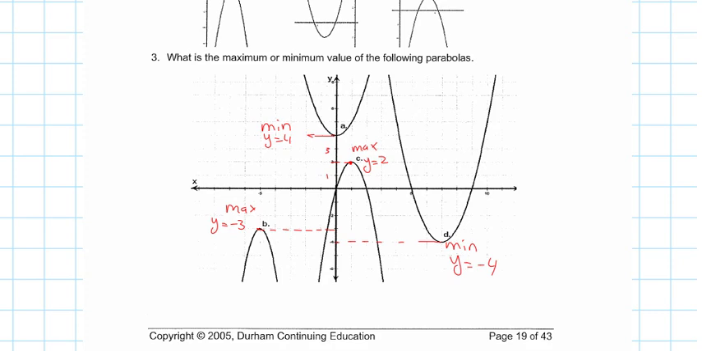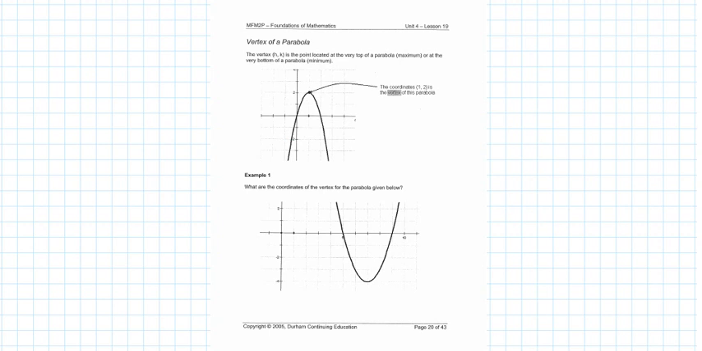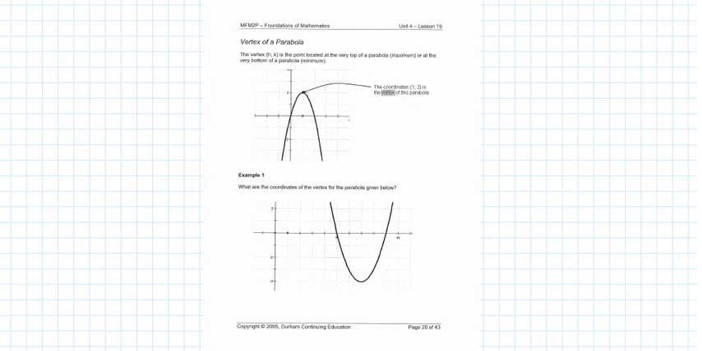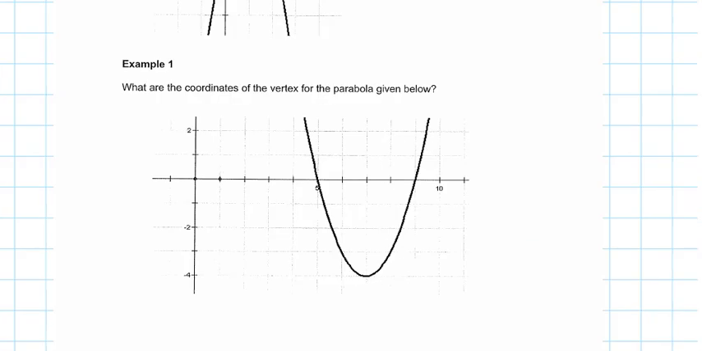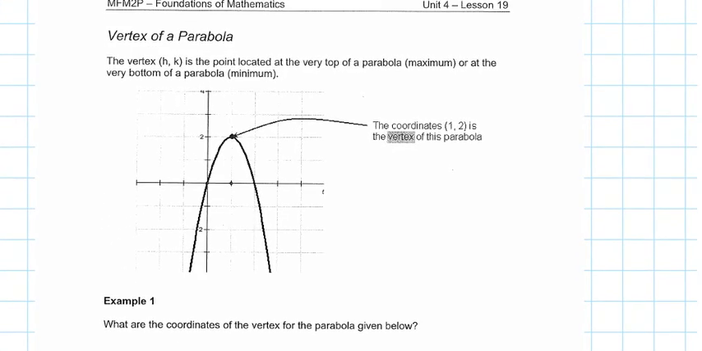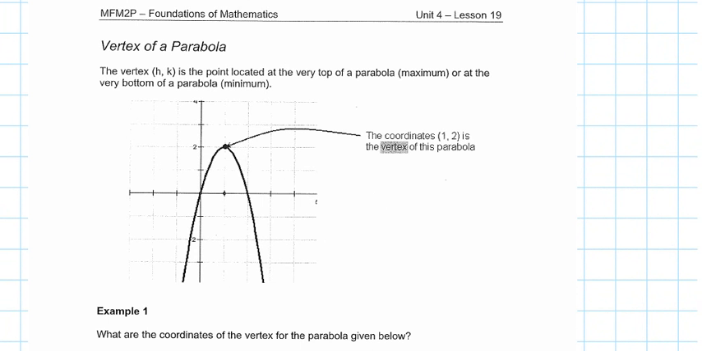Now, that point, that's either your maximum point or your minimum point, it's called the vertex. This is where your graph is going to switch from going up to going down, or from going down to going up. So that's your turning point, we call it. Okay, so it's called the vertex.